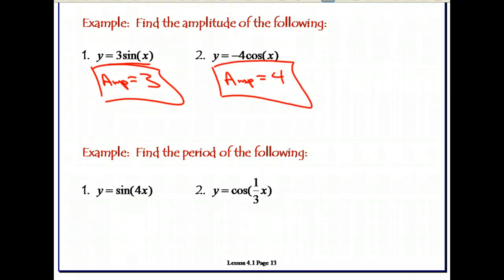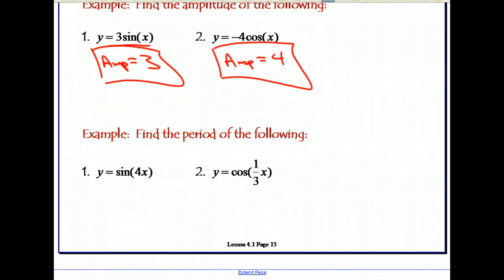All right, next ones. How about the period? We'll always start with 2 pi. It takes 2 pi radians for a trig function to repeat. But since there's a 4 in here, divide by 4. You get 2 pi fourths, or pi halves. So on your x-axis, every pi halves, this sine graph is going to repeat itself. Or here for the cosine, take 2 pi.